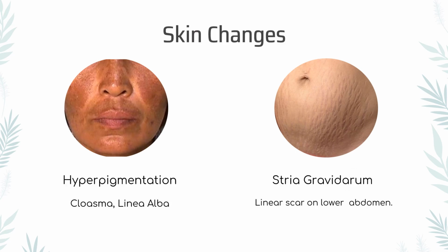Skin changes. Hyperpigmentation occurs on the face, that is the butterfly pattern, the areola and nipple, and in the midline of the abdomen extending from the pubic symphysis. So hyperpigmentation is related to the increased secretion of ACTH and the melanin stimulating hormone during the pregnancy. And then striae gravidarum. These are the linear lines which are present on the lower abdomen.